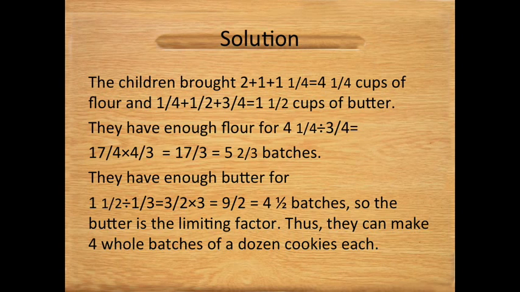So this is a problem where we really have to analyze the data and look at keeping that ratio of 3/4 cups of flour to 1/3 cup of butter. How many can we make? So in doing all of the math, and again, we're using fractions here, we're adding fractions, we're dividing fractions, and then we're looking at the ratio of flour to butter. So the final answer then would be 4 whole batches of a dozen cookies.